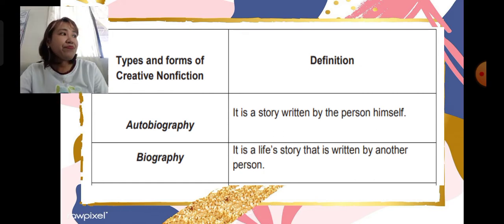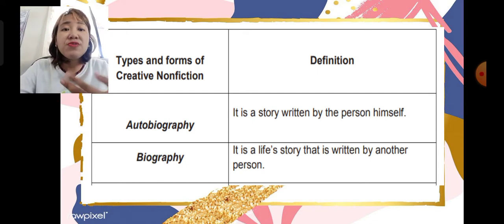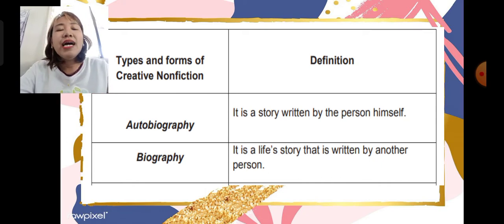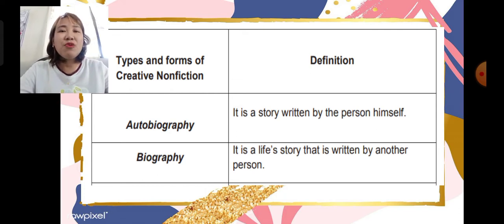So, I hope naintindihan ninyo yung difference nung dalawa. So, again, autobiography, it is a story written by a person himself, sarili niya mismo. And of course, biography, ito ay, of course, life story, pero ibang tao. Okay? So, wag kayong malilito.